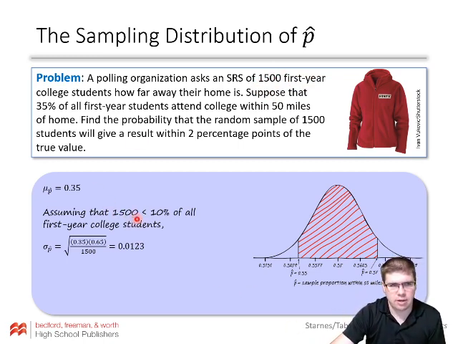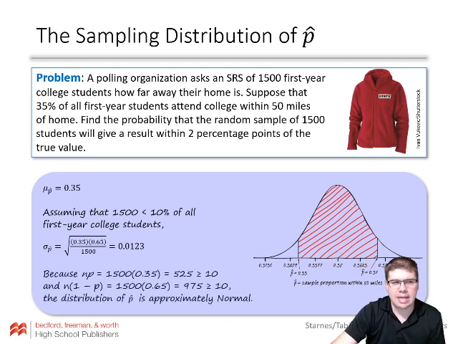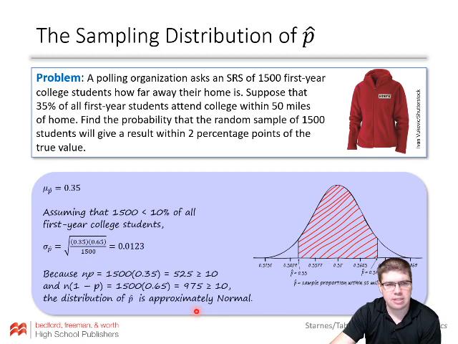So assuming that 1,500 is less than 10% of all first-year college students, we can use the square root of p, which is 0.35, times 1 minus p, 0.65, all over n, and that's our standard deviation. So on average, we're going to be centered at 0.35, but then we have our variability of 0.012. And then finally, we check n times p and n times 1 minus p to see if they're both at least 10. They are by a long shot. And the more we beat that condition by, the more approximately normal things will be. So this distribution of p-hats is approximately normal. You see this normal curve over here.